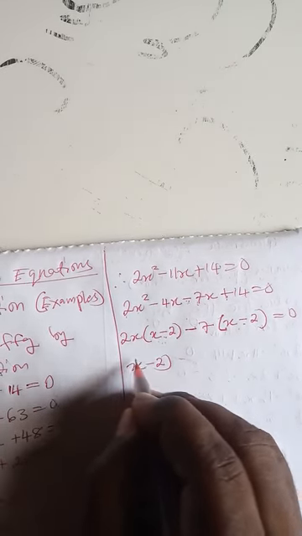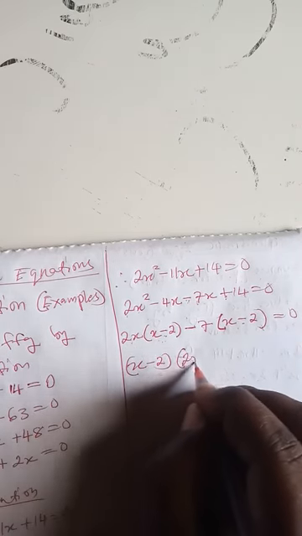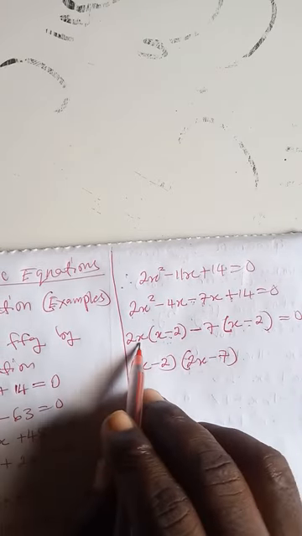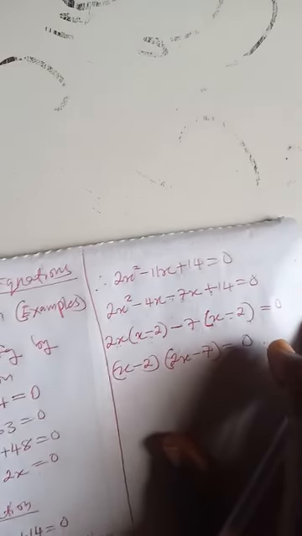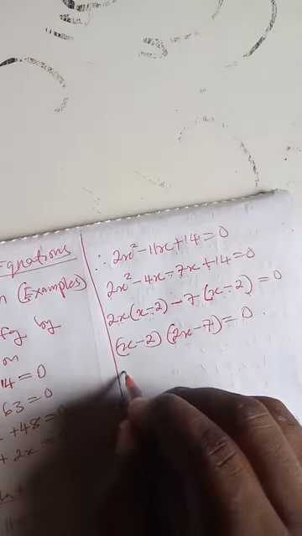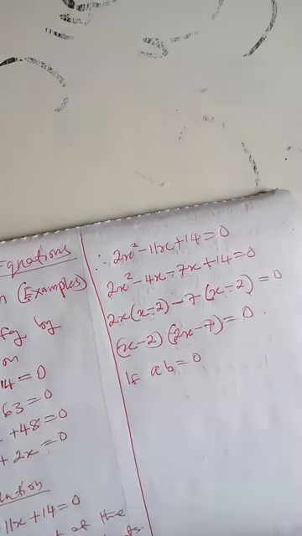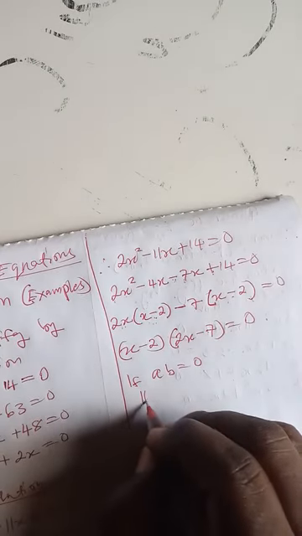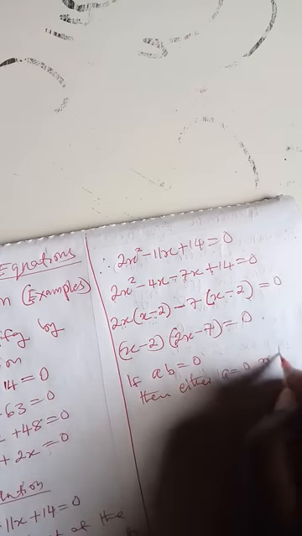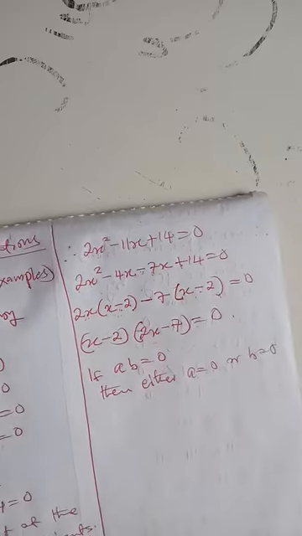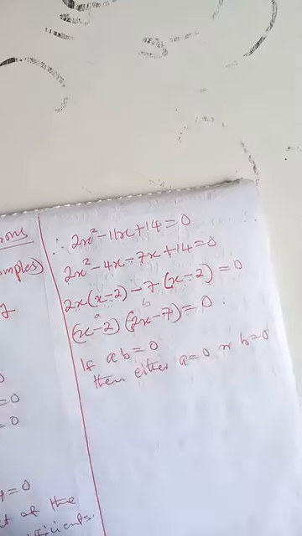X minus 2. See that? Then what is left? 2x minus 7. That's where I got the other one. So it's equal to 0. Now, I've told you about the principle that if AB is equal to 0, where AB means A times B, then either A is equal to 0 or B is equal to 0. That is the conclusion. One of them must be 0. It applies to this because now this is going to be A, this is going to be B, right?